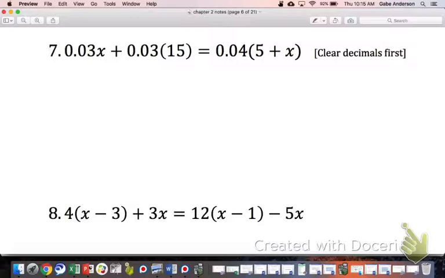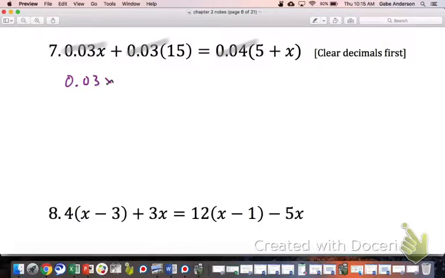Take a look at all those decimals. There are 3 of them. I'll highlight them for you. 0.03x, 0.03 times 15, 0.04 times quantity of 5 plus x. So here's what I'm going to do. I don't like those decimals. I don't know if you do. I'd rather get rid of them, right? So let me just rewrite this real quick.